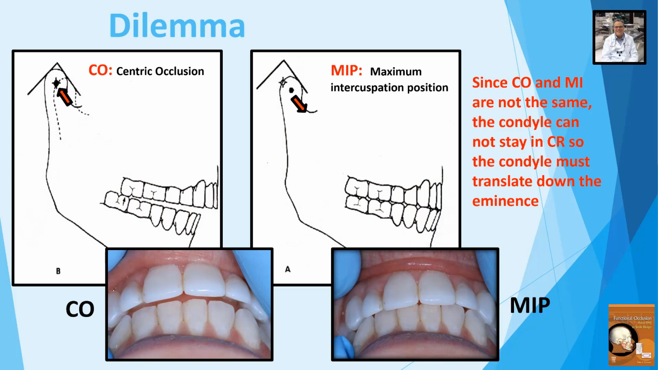So see if you can follow this. I did it last week. We'll try it again. Since CO and MIP are not the same, the condyle cannot stay in CR. So the condyle must translate down the eminence. You should probably stop the video at this point and focus on this and get to the point that this makes total sense to you.